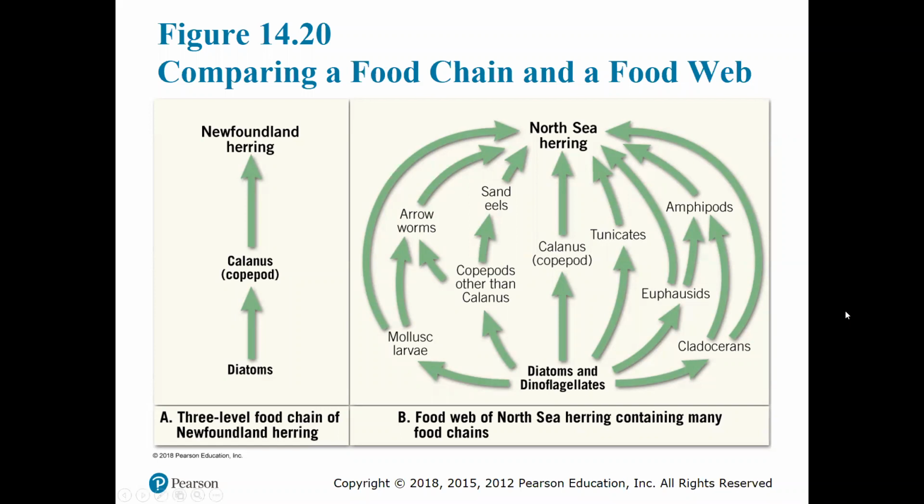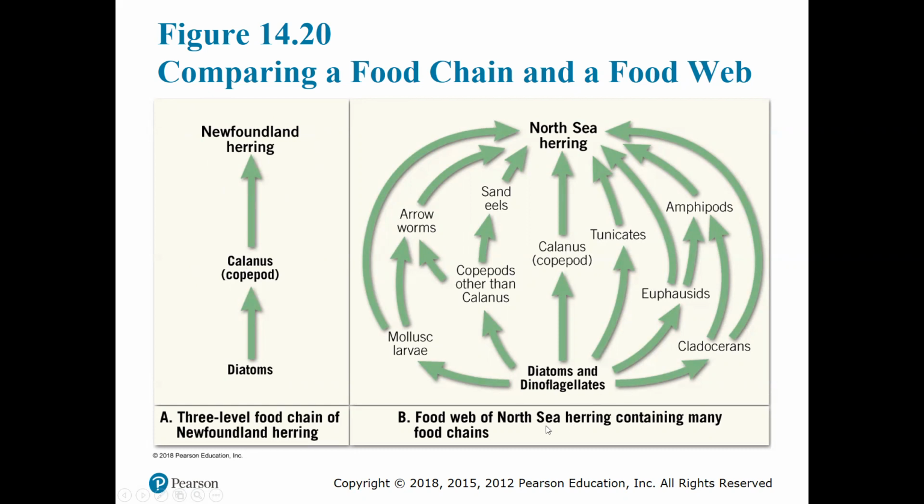So when we put all of these different trophic levels together, we come up with either a food chain or a food web. A food chain is shown here for you on the left, where we have diatoms, which are phytoplankton, eaten by a particular type of copepod, which is a type of zooplankton, and then eaten by a particular fish, the Newfoundland herring. In a food chain, if something was to happen to this particular copepod, this Calanus copepod, and it was no longer available, the Newfoundland herring would have trouble because now there's nothing for them to eat. And our populations of the Newfoundland herring would decrease.